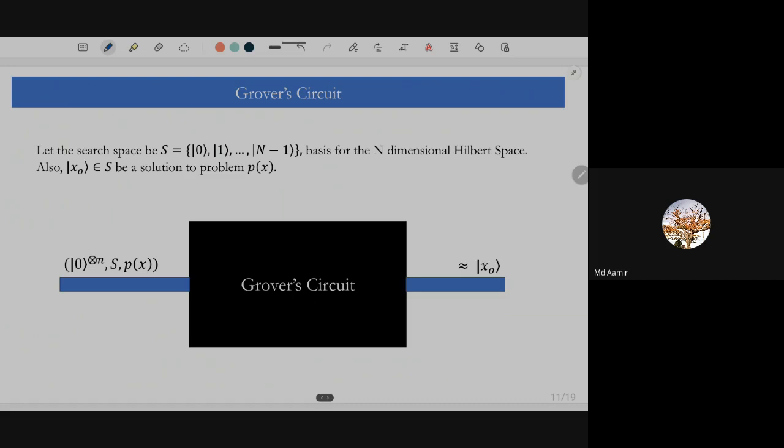So let's again, we have the same thing. We have the search space 0, 1 till n minus 1. Here the solution x naught belongs to the search space, and we have the problem p of x, or we can say f of x also. So we have this black box, that is Grover circuit. We have the quantum state given to us. We have the problem, we have the search space, and we need to find the solution.